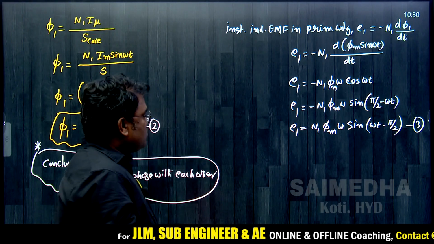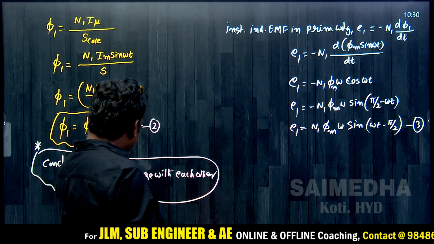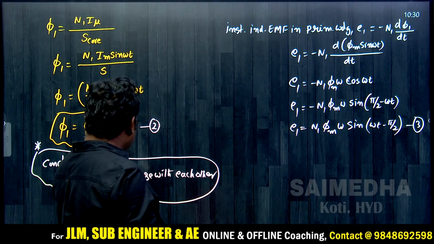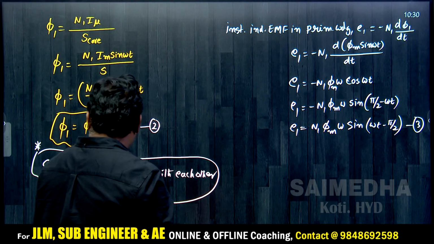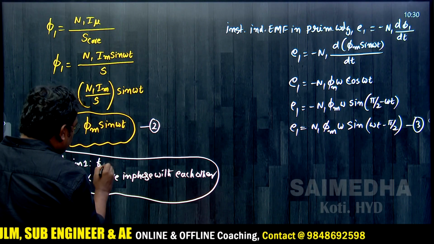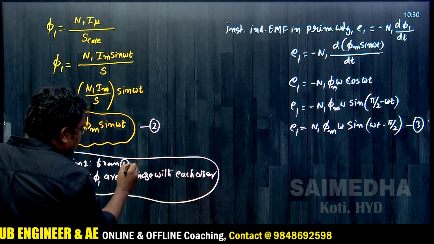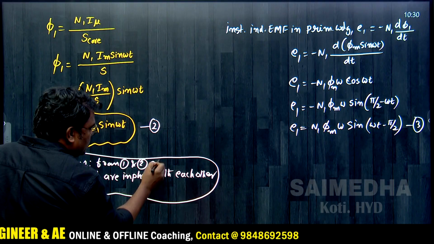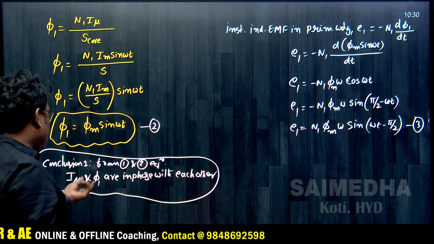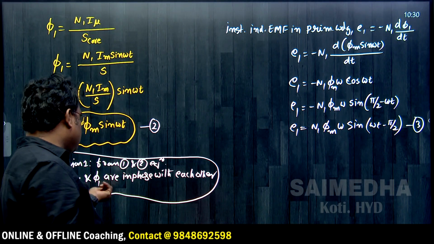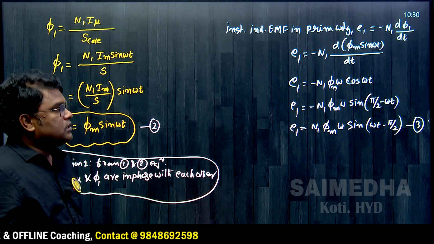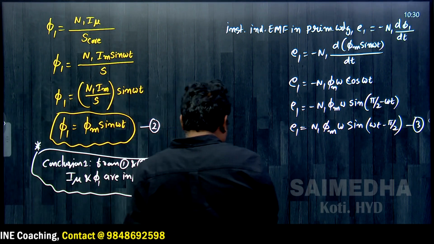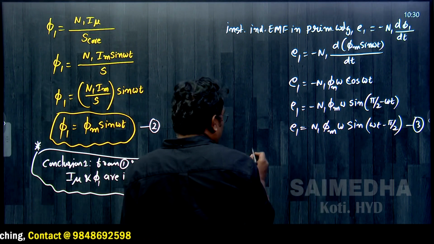And this one is equation 2. Here, from equations 1 and 2, we get that the magnetizing current and flux are in phase with each other. Now similarly, another conclusion, see this one, conclusion number 2.